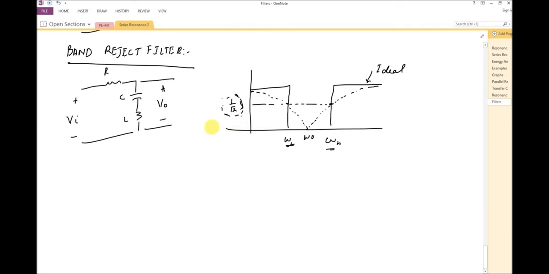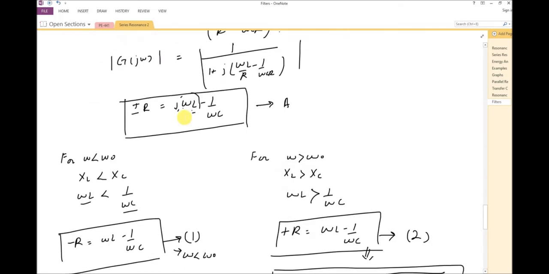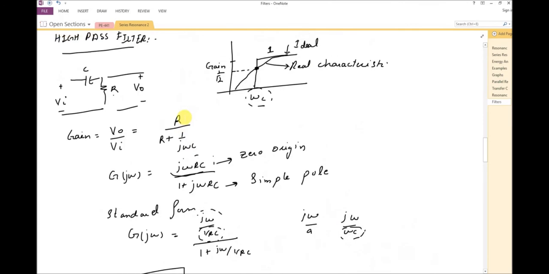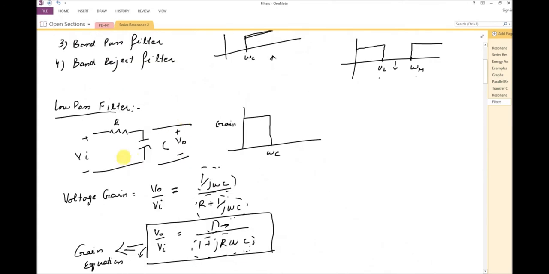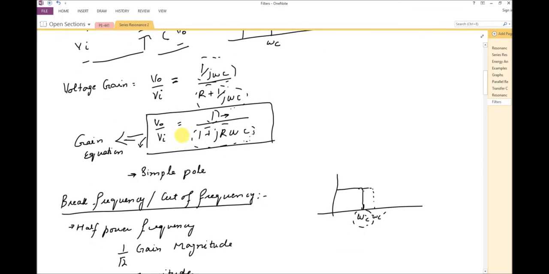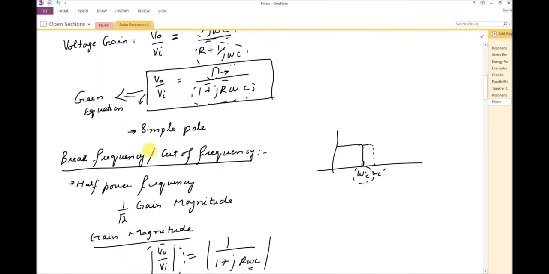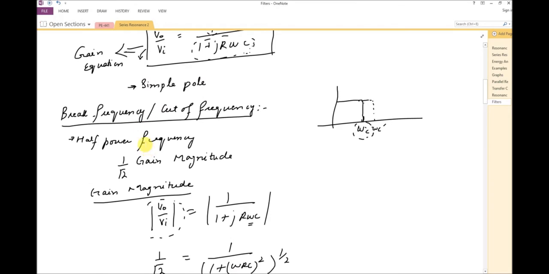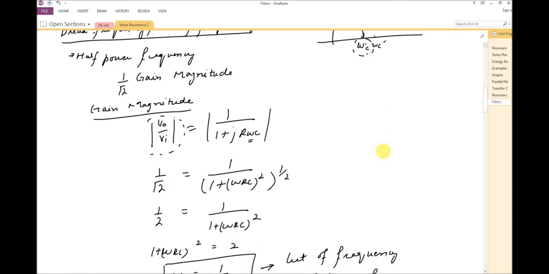So in this lecture we have covered 4 different types of filters. We started from the low pass filter, in which we have a series combination of resistor and capacitor, and we found out the voltage gain equation for that, and then we also calculated the break frequency or the cutoff frequency, after which there will be no signal passing through the filter. Actually the filter filters out all the frequency values that are greater than the cutoff frequency.